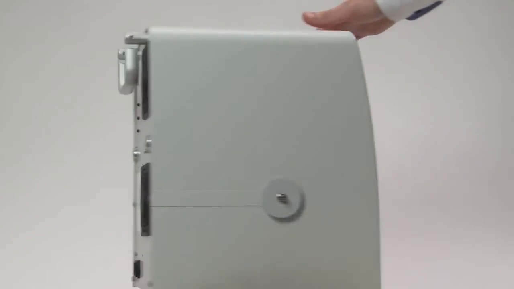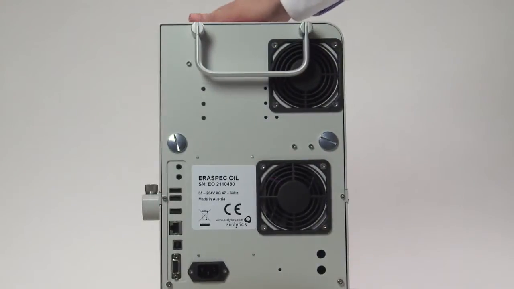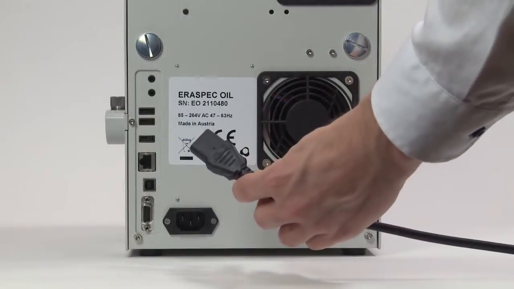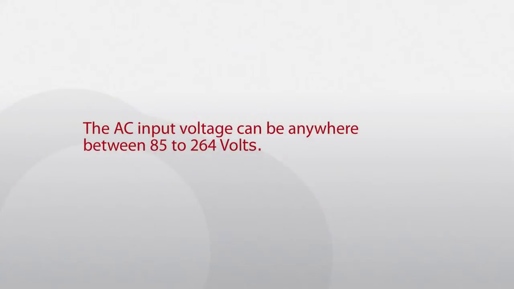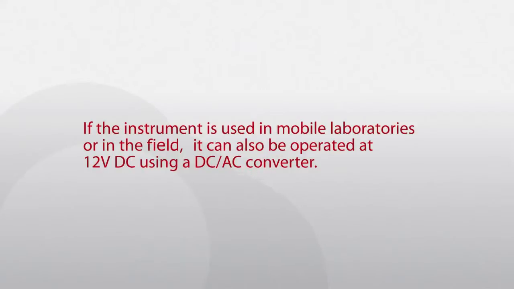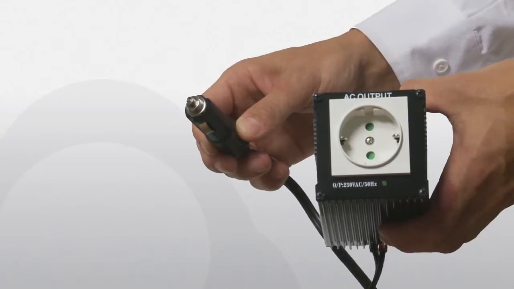Turn the instrument and connect the power cable to the plug on the rear side of the instrument. The AC input voltage can be anywhere between 85 and 264 volts. If the instrument is used in mobile laboratories or in the field, it can also be operated at 12 volts DC using a DC-AC converter.